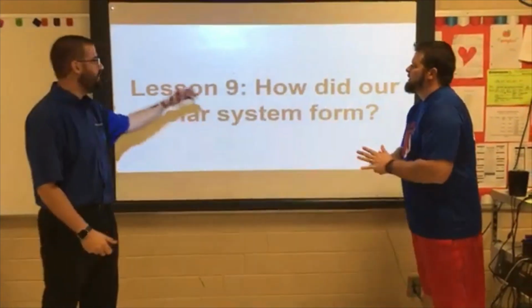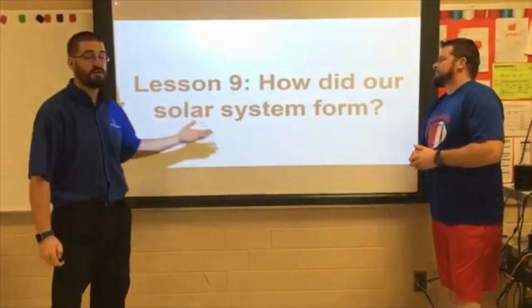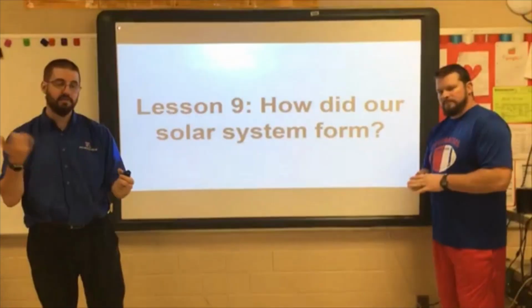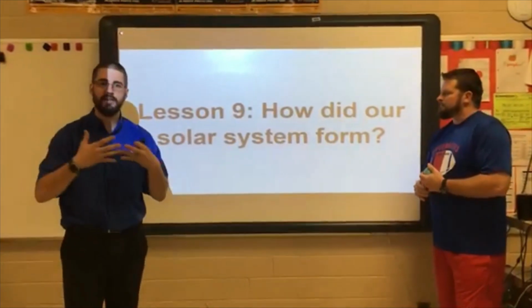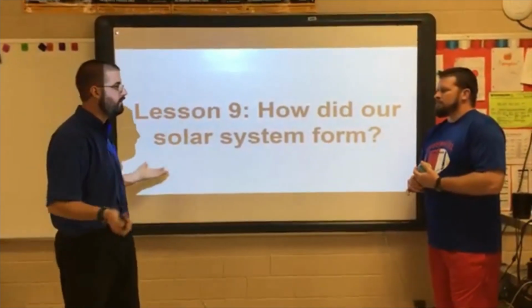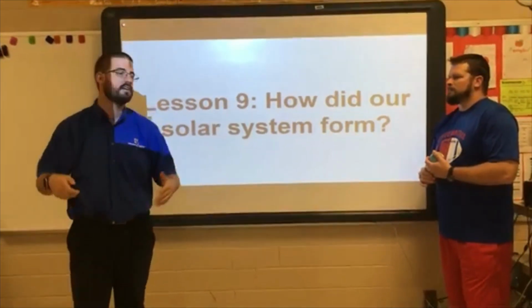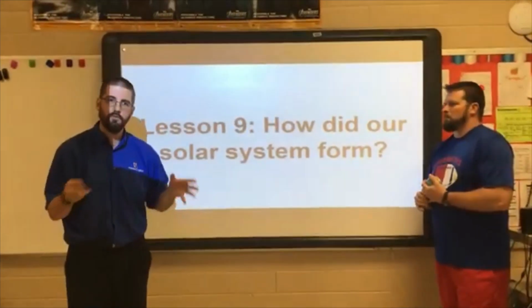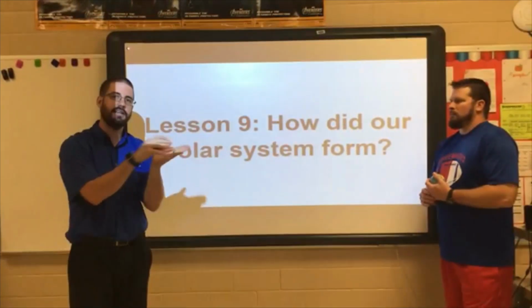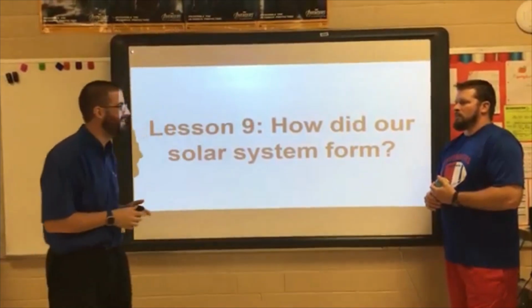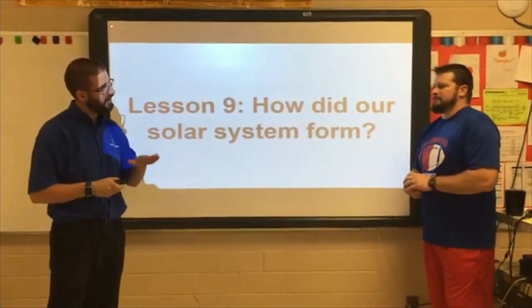Right. And what we're doing now is lesson 9. It's how did our solar system form. What we're going to be doing is kind of pulling all the information from the previous lessons, tying up all of our loose ends, connecting our dots. This is the last lesson of the unit. We're just going to kind of end it and close the book here. So the icing on the cake. Icing on the cake. I like cake.